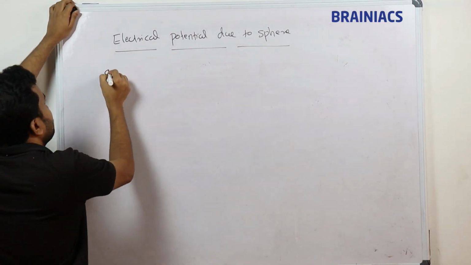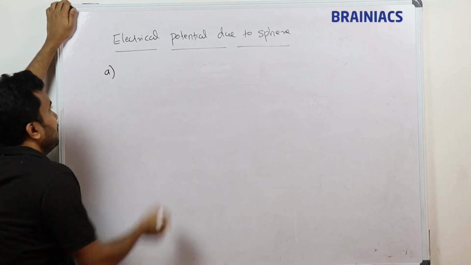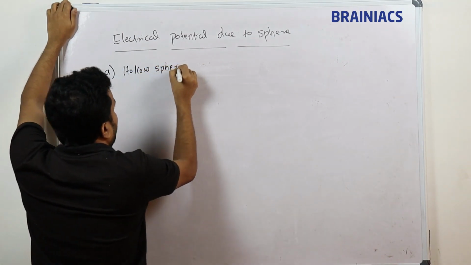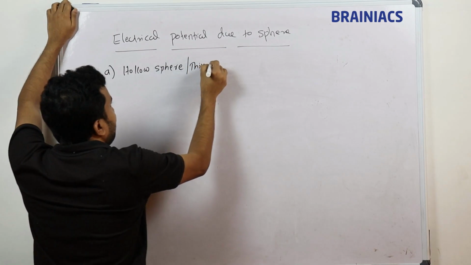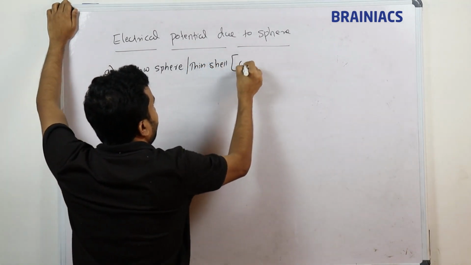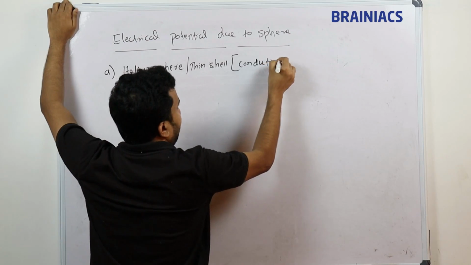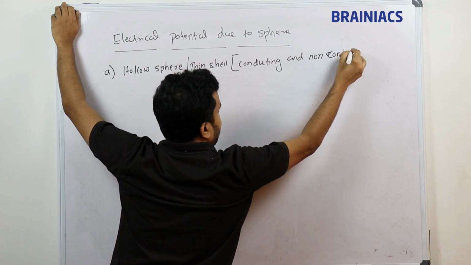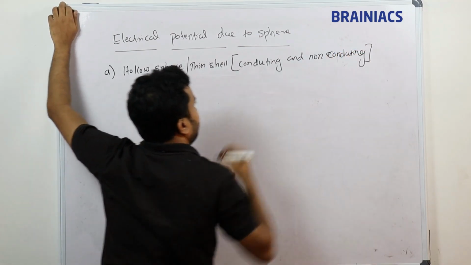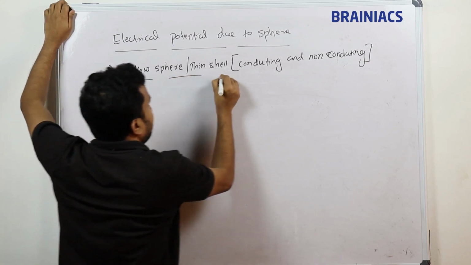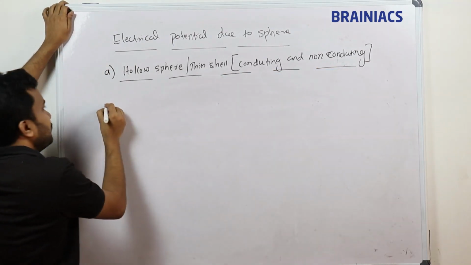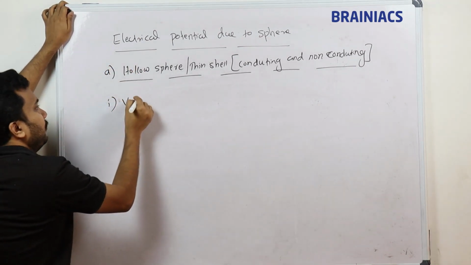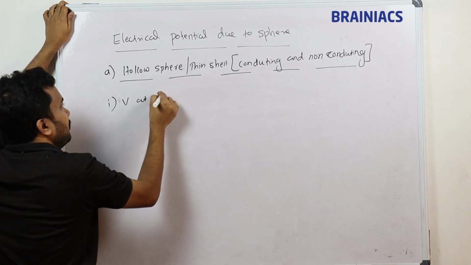So we'll move to the first subheading under electrical potential due to a sphere. You can write it as a hollow sphere, which is also called a thin shell, applicable for conducting and non-conducting spheres. So this is applicable for all this category. In the first subsection, we are going to find V at the outside, the potential at a point outside.